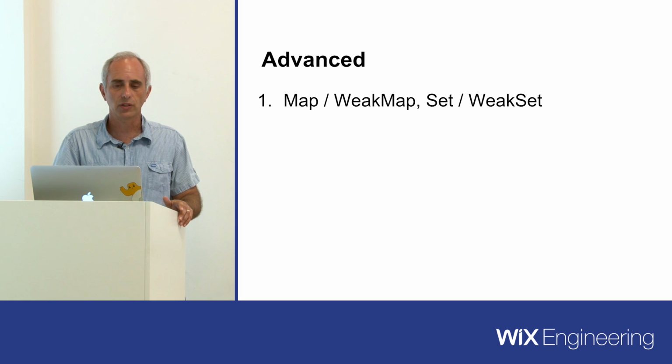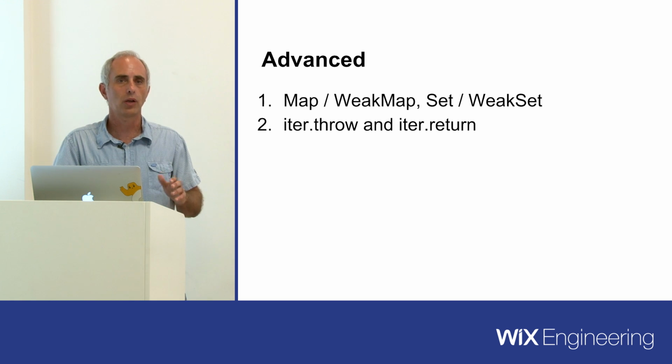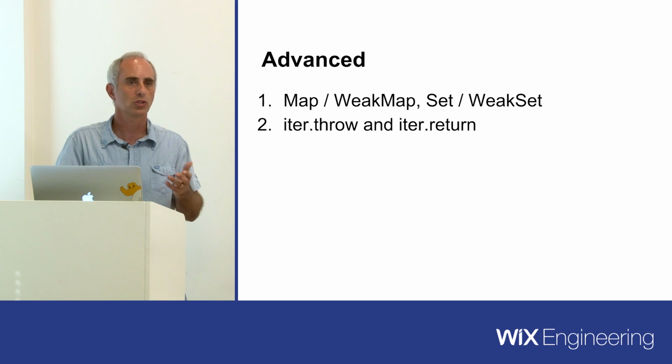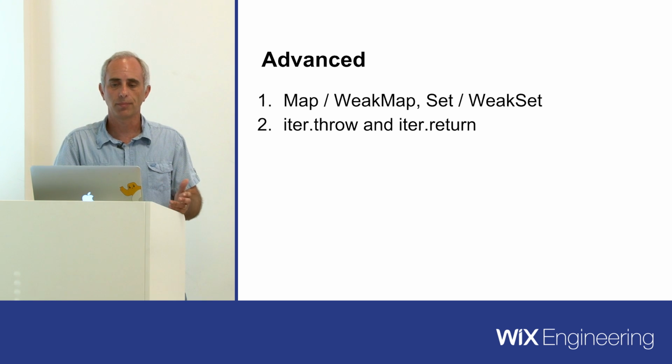There are various advanced topics having to do with it. I'm not really going to delve into them. It goes, again, beyond the scope of this session. We just don't have the time. I mentioned map and set as new collection types, and just the fact that they support the iterator and generator interfaces means that you can use them like you would use an array or whatever.